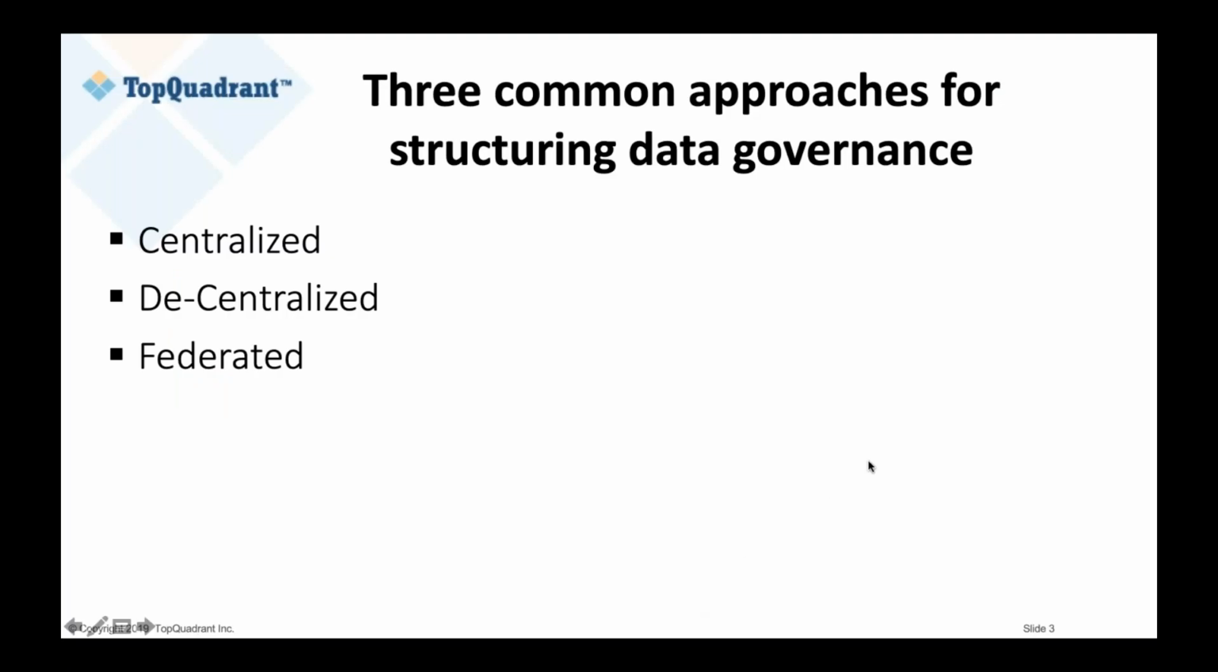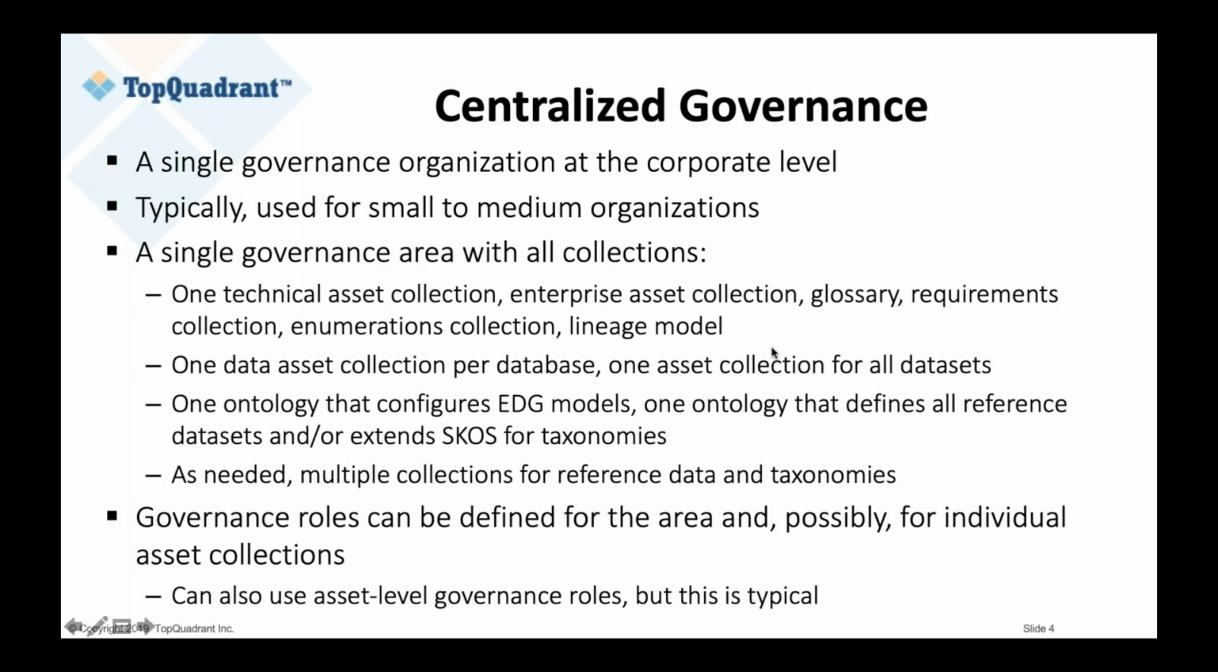There are three most common approaches to structuring your information governance: centralized, decentralized, and federated. The centralized approach to information governance is appropriate for small to medium-sized organizations. There is typically a single governance organization at the corporate level, and because it's a small organization, you would typically define a single governance area to which all collections belong.